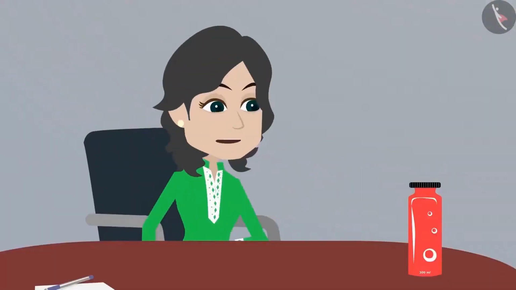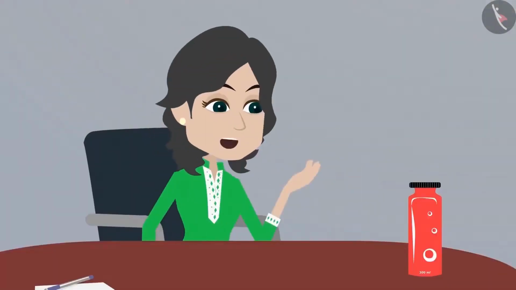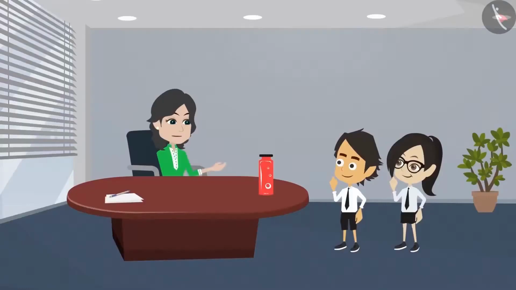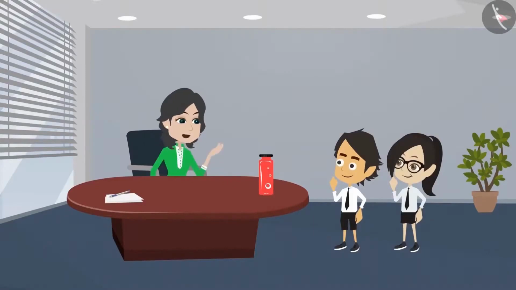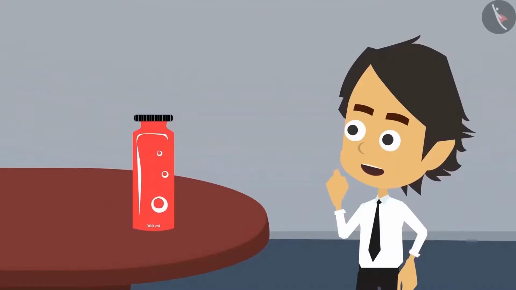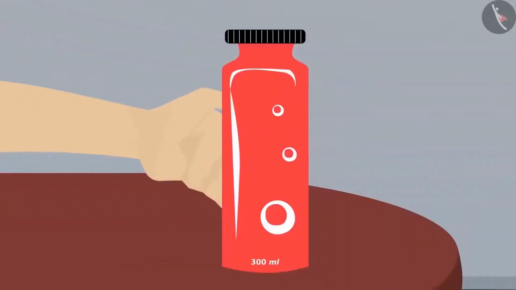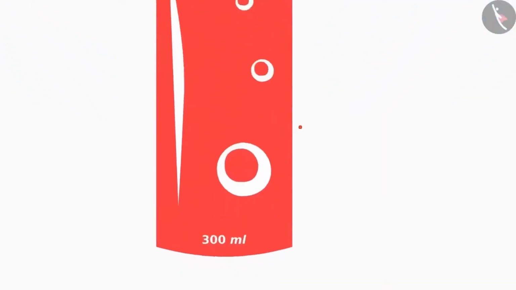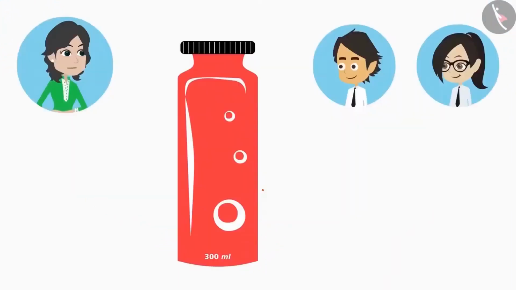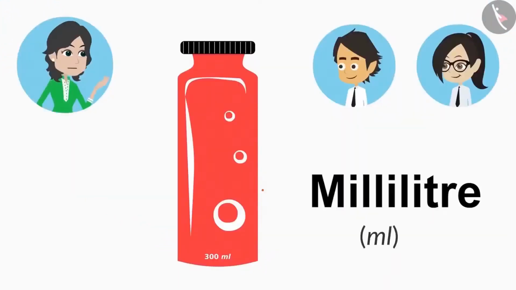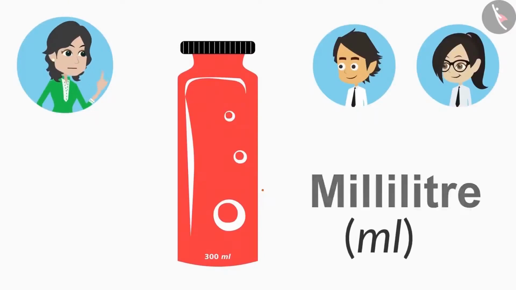Okay. This buttermilk is a liquid. Liquid is measured in liter or milliliter. Look, it must be written somewhere on this bottle. How many milliliters of buttermilk does it contain? But I cannot see. Show it to me. See, here it says that this bottle has 300 milliliters of buttermilk. We use ml to write milliliter.